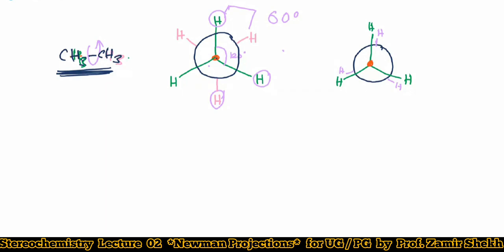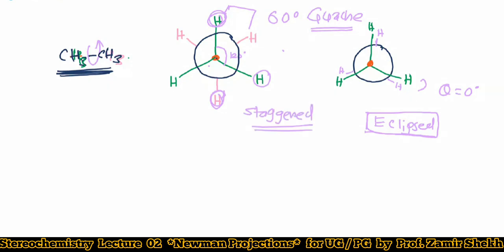Because here the angle between these two is theta equal to 0, this structure is called an eclipsed structure. This is called eclipsed. Whenever these 2 hydrogens are at 60-degree separation, that type of relationship is called gauche. And whenever these hydrogens are separated by 180, then these 2 hydrogens are called anti, staggered. So there are 3 types of relationship between these substituents.